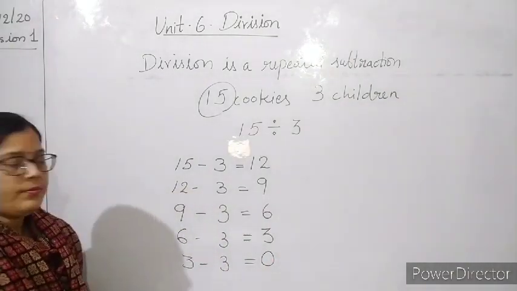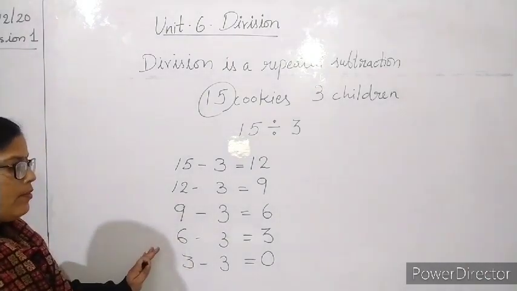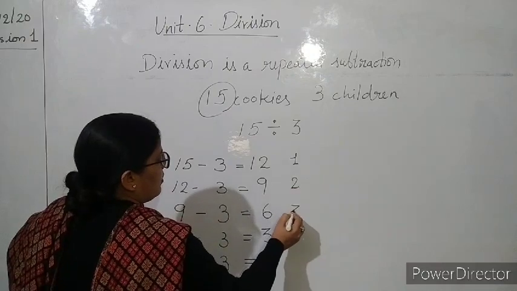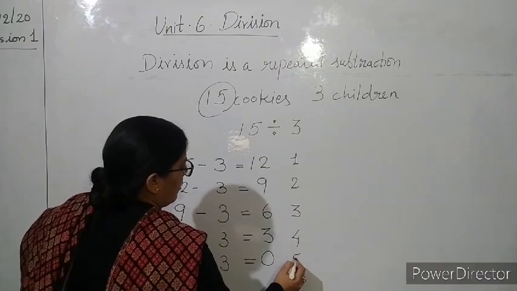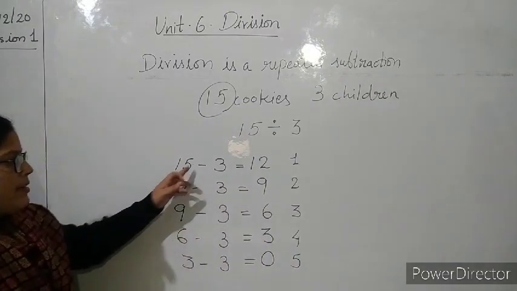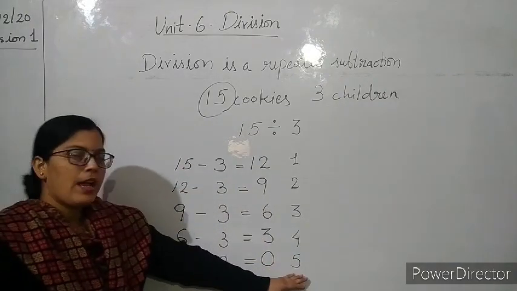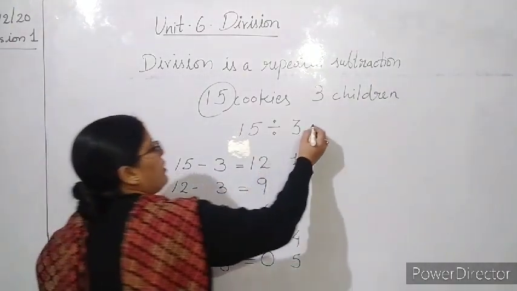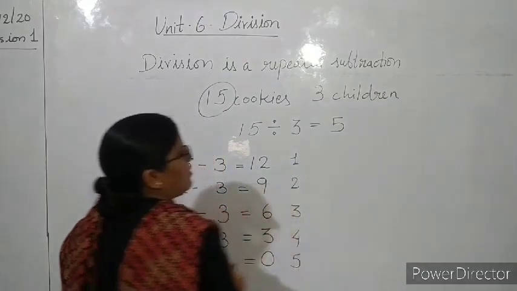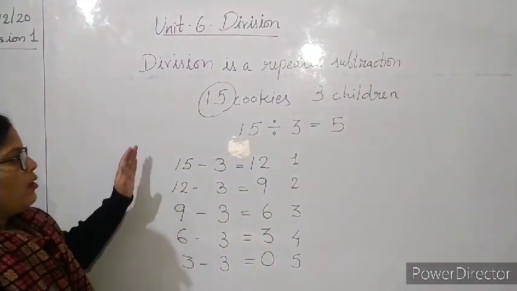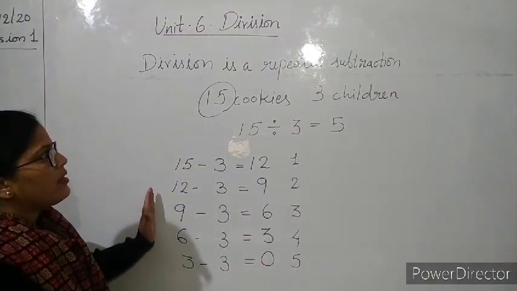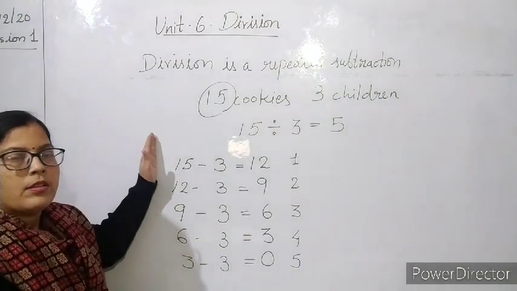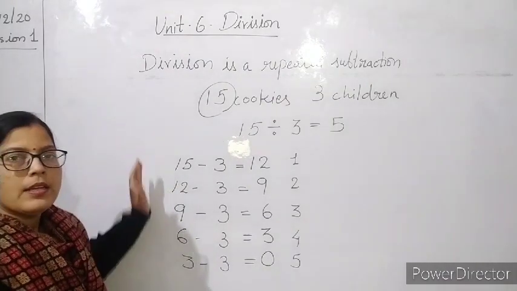0. So how many times have we subtracted 3? 1, 2, 3, 4, 5. We have subtracted 3 repeatedly 5 times. So each child will get 5 cookies. So this is repeated subtraction. Division is also called a process of repeated subtraction.